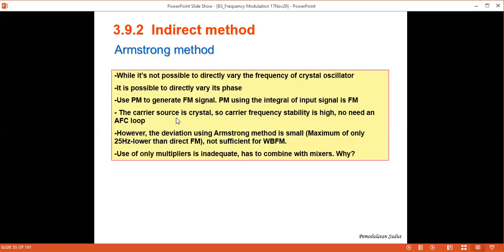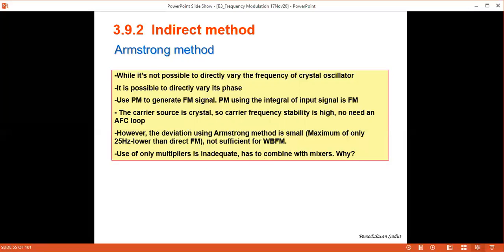Since the carrier source using a crystal oscillator is already stable, there's no need for an AFC loop. However, there's one issue with this indirect Armstrong method: the deviation is very small, just in hertz, compared to direct FM in kilohertz. So it's not suitable for wideband FM. Using only multipliers is not enough; we have to combine them with mixers.